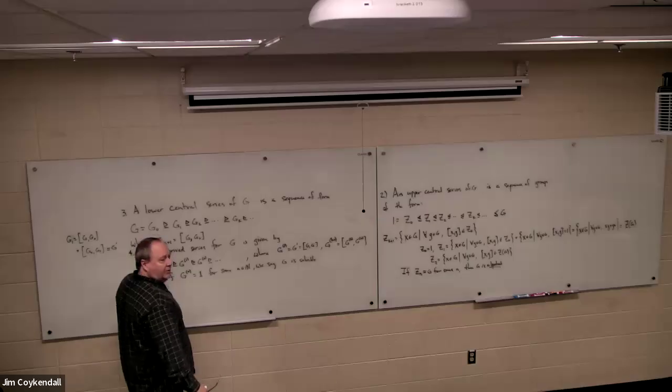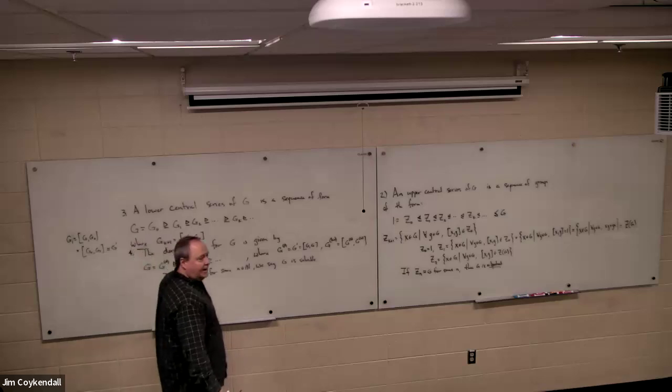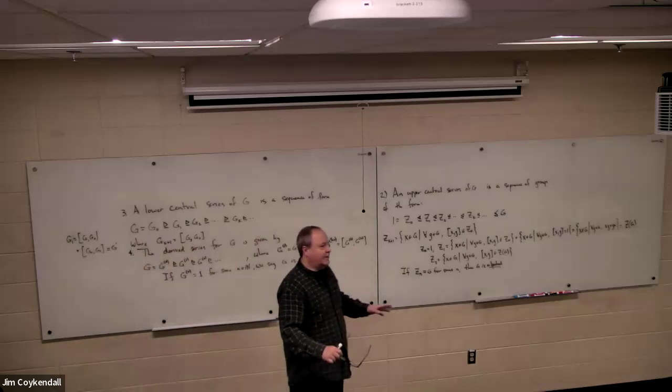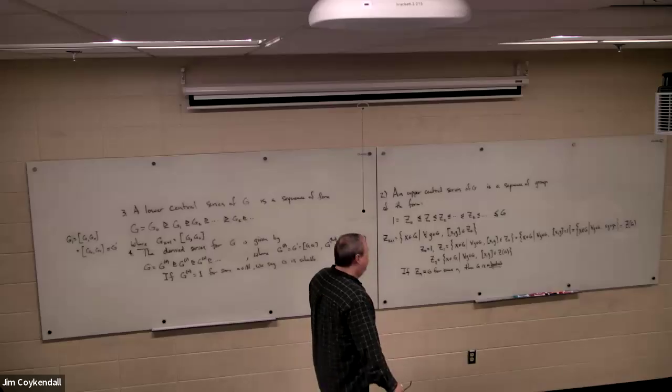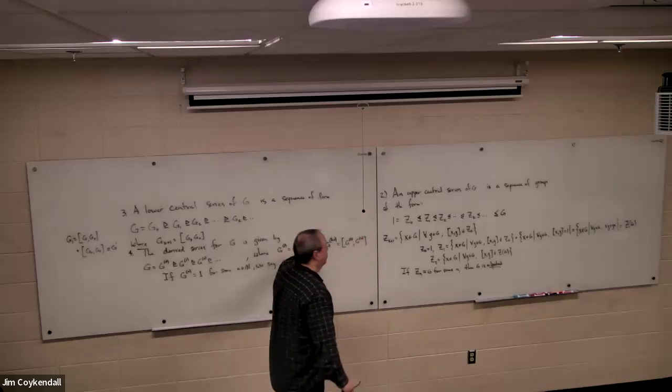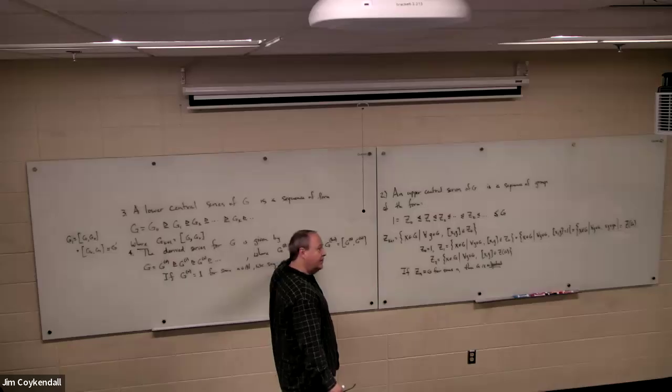Right, so here's what this means. Start with your group G. That's its commutator subgroup. Okay with that? G1 is the commutator subgroup of G0. That is correct. G and G0 are the same, they're synonymous, right? G1 is the commutator subgroup. You okay with that? Yeah.